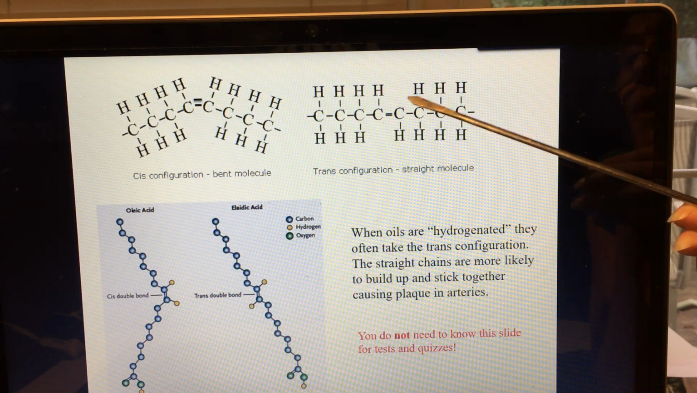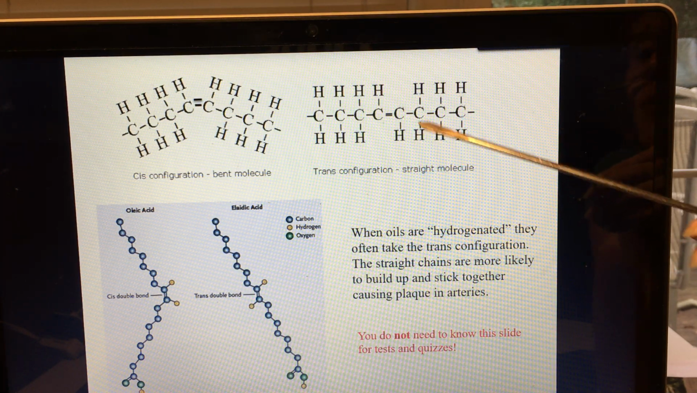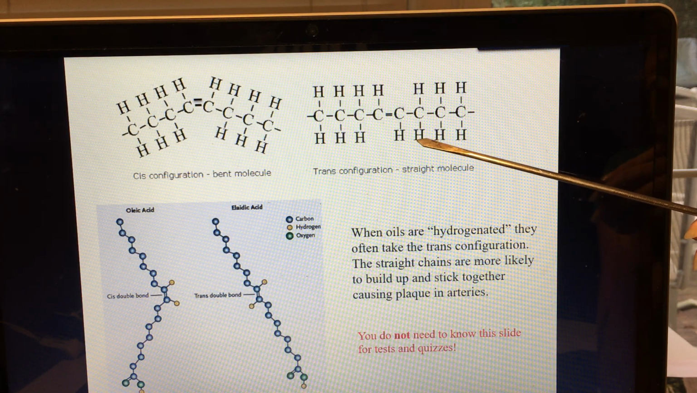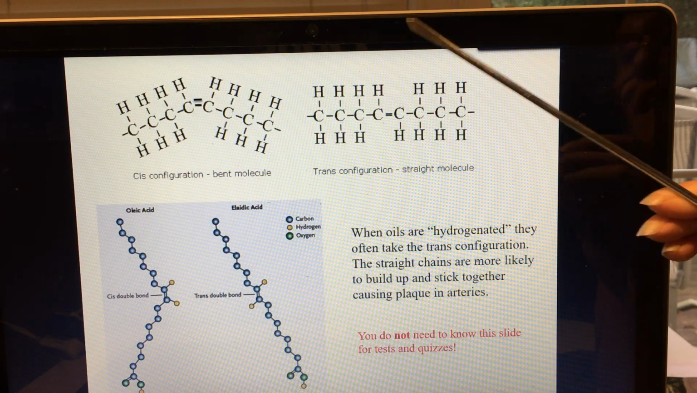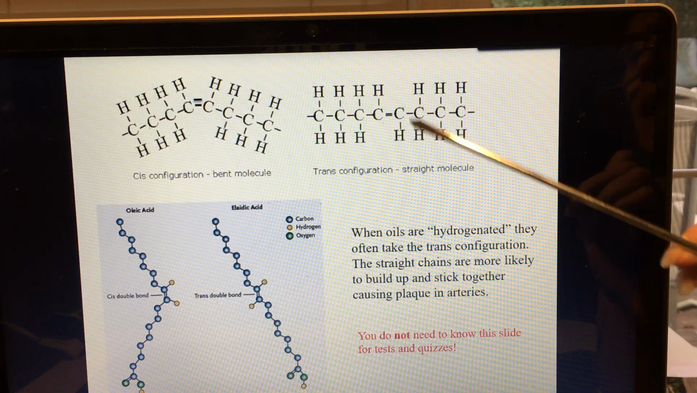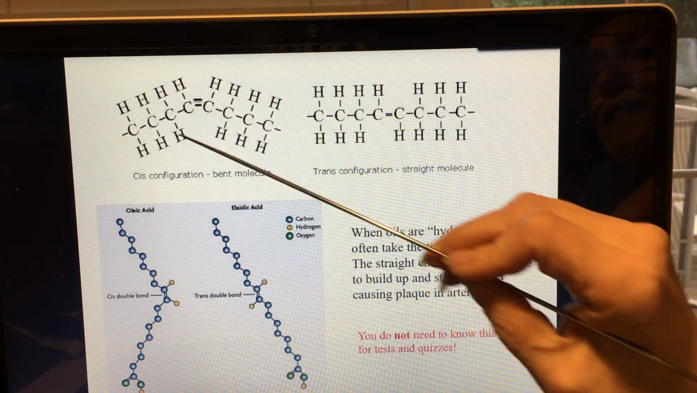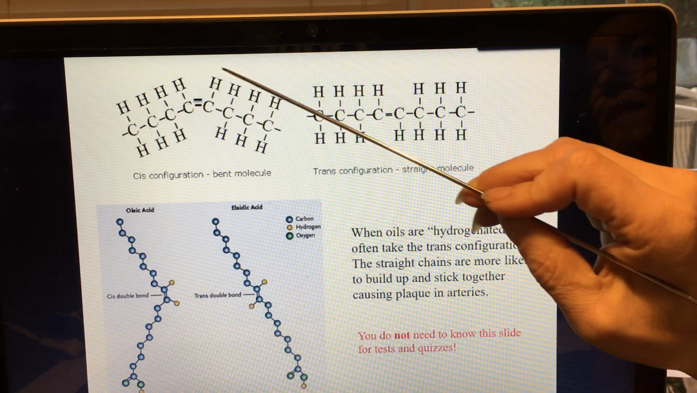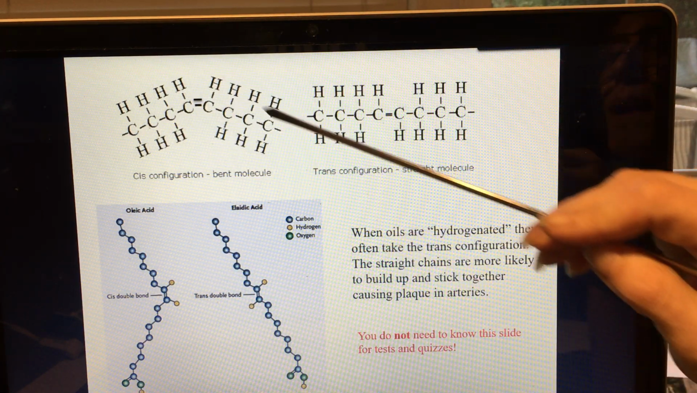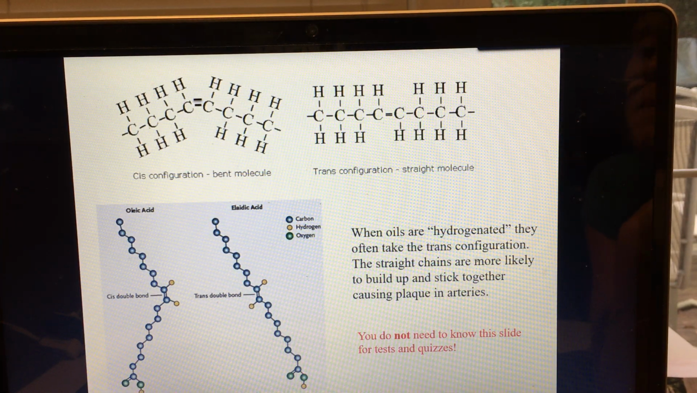So remember that when you have your carbon to hydrogen bonds, sometimes the hydrogens will be across from each other. Trans means across, like a transatlantic flight crosses the Atlantic Ocean. Here, the hydrogens are across the molecule from each other. This is the trans configuration. This is called the cis configuration, and the hydrogens on each of these carbons are on the same side, and this tends to make the molecule bend, whereas the trans configuration is straight.